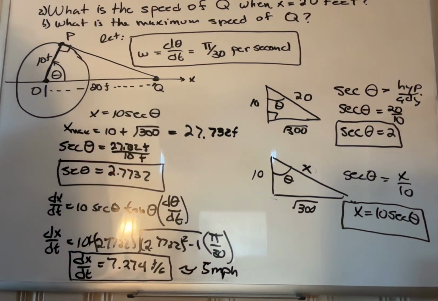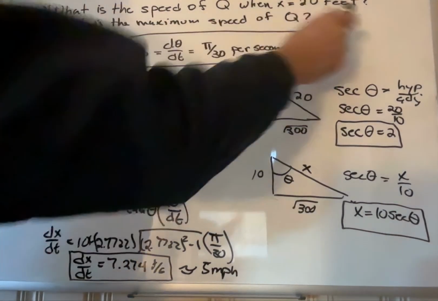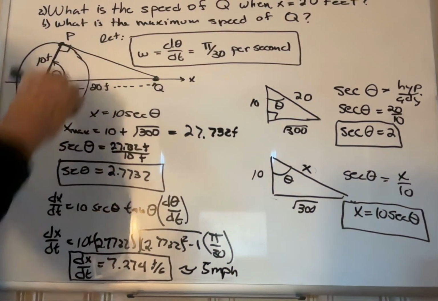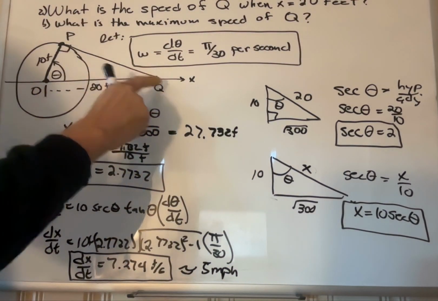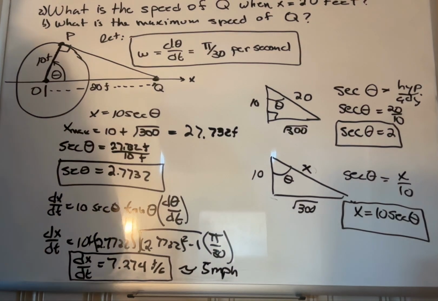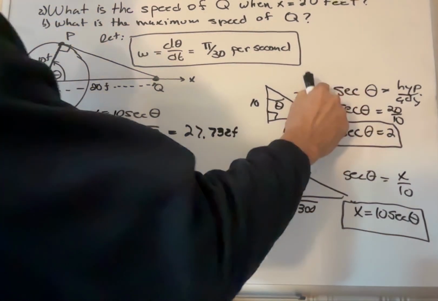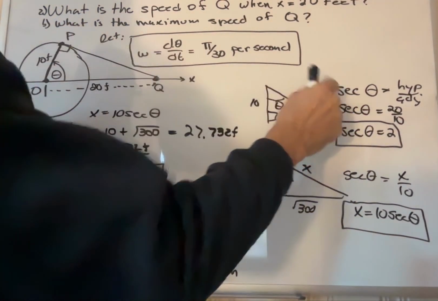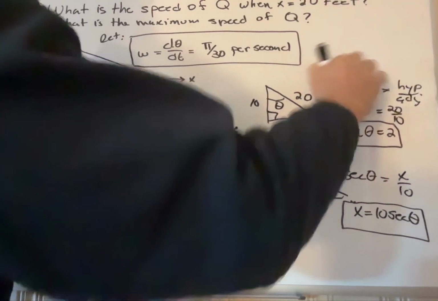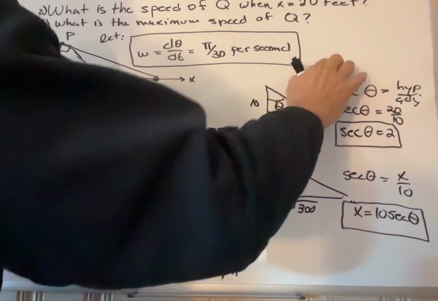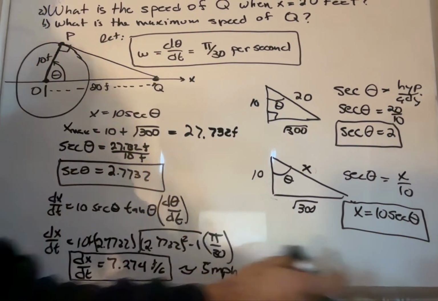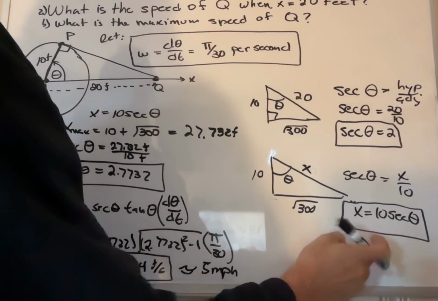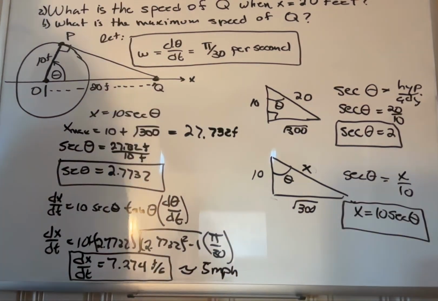Okay, so there you have it. This is what is the speed of Q when x is equal to 20. So basically it's like a train wheel going around. We're going to first look at secant, take our triangle, find the general, then find the specific, put those numbers into it, take the derivative of the specific or general. Once we take the derivative, we're going to find our speeds.